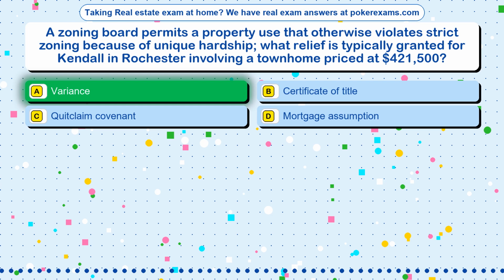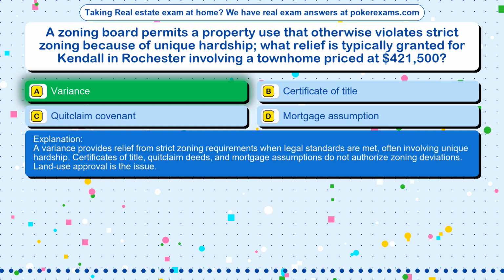The correct answer is option A. Variance. A variance provides relief from strict zoning requirements when legal standards are met, often involving unique hardship. Certificates of title, quitclaim deeds, and mortgage assumptions do not authorize zoning deviations. Land use approval is the issue.